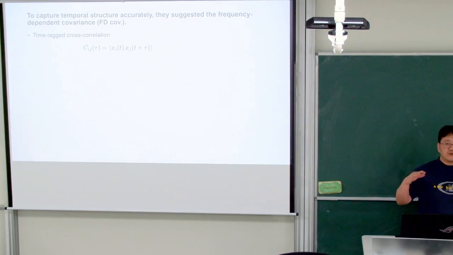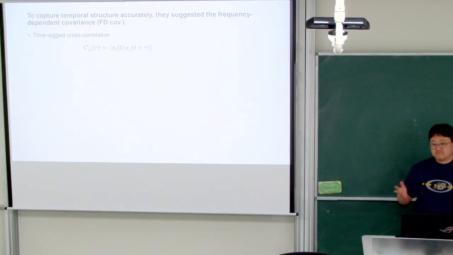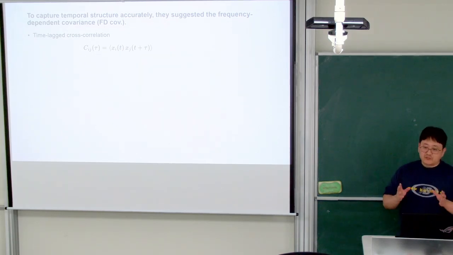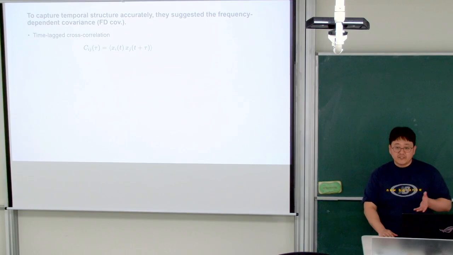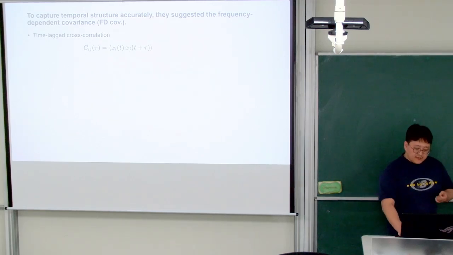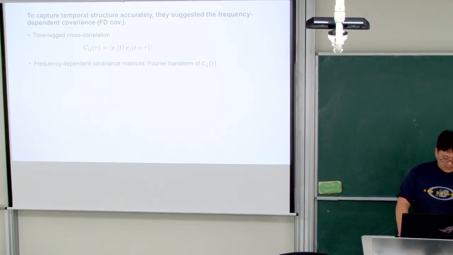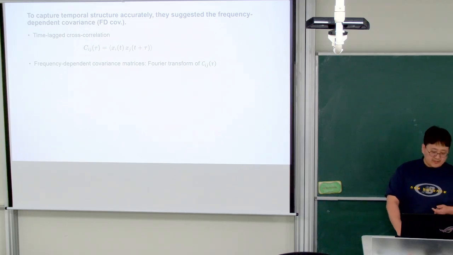So to capture the temporal structure using the PCA algorithm, many people try to use different correlation or covariance metrics, such as the time lag cross correlation matrix. But in this paper, they suggest the frequency dependent covariance matrix. So what is that?